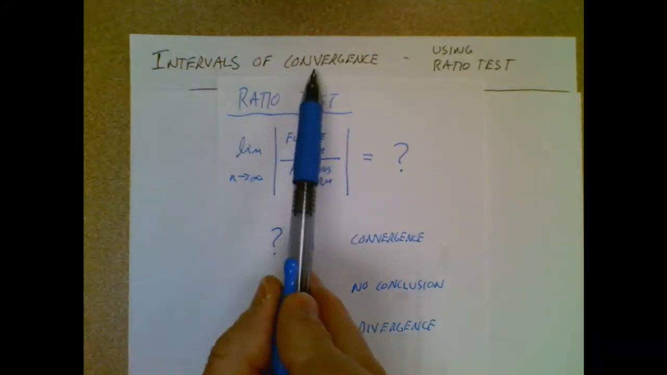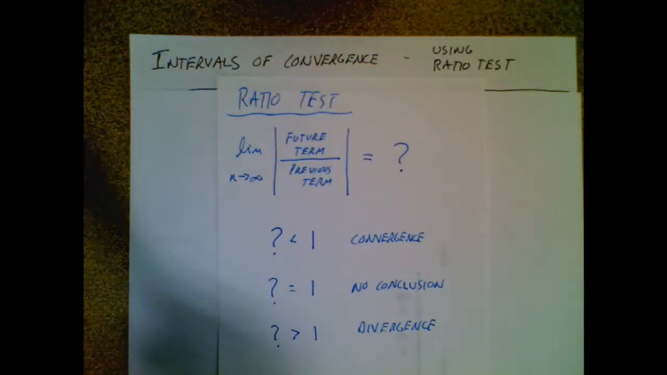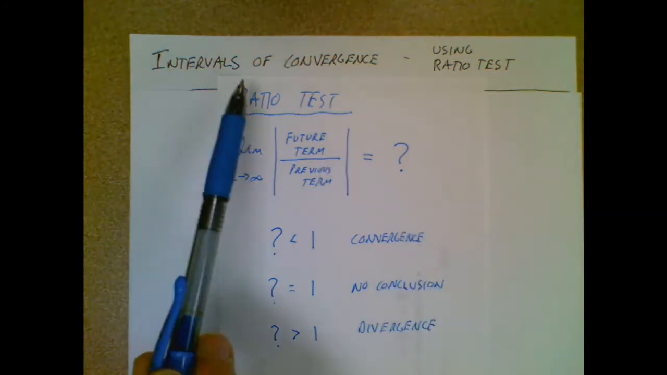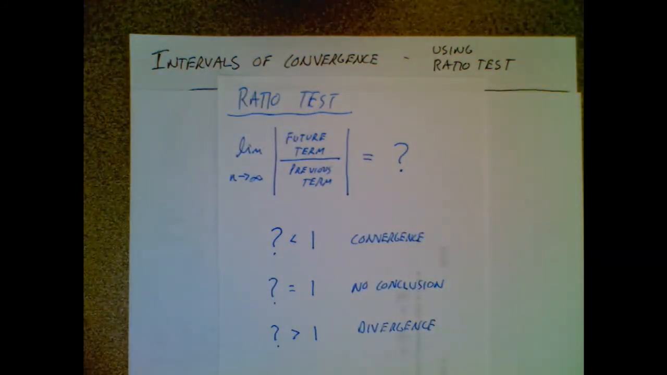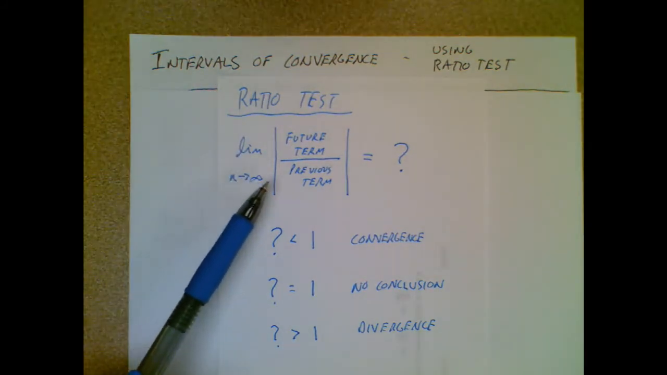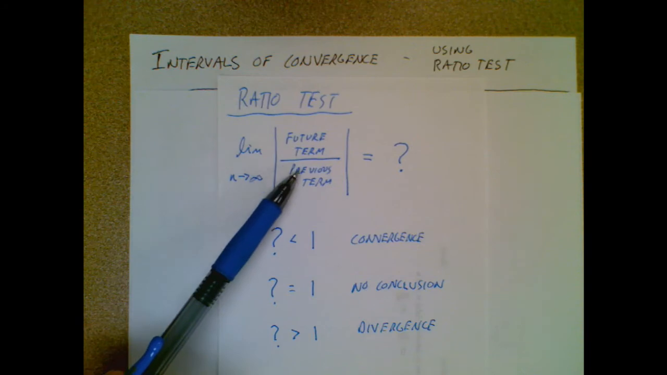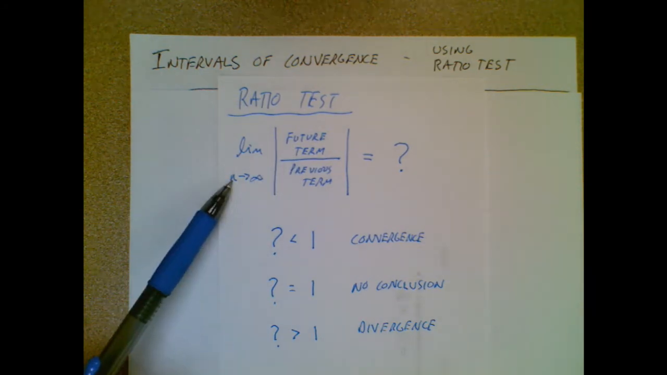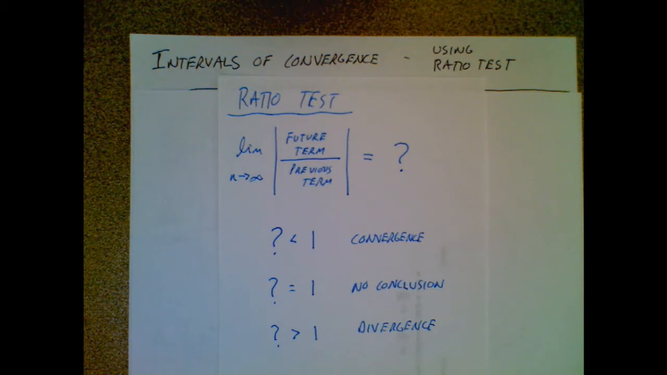You know about intervals of convergence as we gently entered into the field using the geometric series, but now we're going to use the intervals of convergence and the ratio test. A quick reminder, very informally, the ratio test says we're going to examine the relationship between a future term and its previous term by doing this fancy limit.